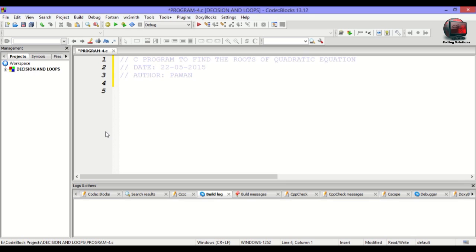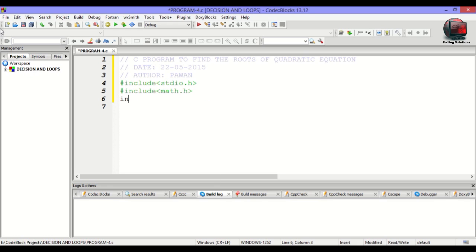One thing I would like to tell you is I will be using an inbuilt library function called sqrt, to calculate the square root of any value. For that we will be using the header file math.h. Hash include stdio.h, standard input output, and then hash include math.h. This library file contains the definition of the sqrt function, square root.